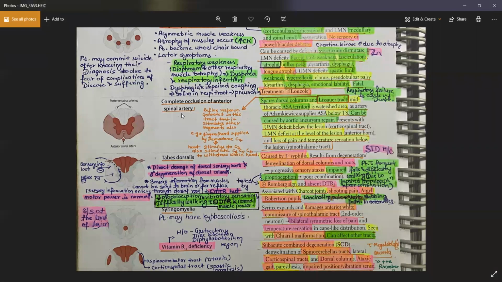So previously, I told you whenever you have an occlusion of the anterior spinal artery, you can have a damage of your anterior medulla, right? But this anterior spinal artery is also present anterior to my spinal cord. And when the occlusion of this artery happens, actually this ASA is a branch of your abdominal aorta.